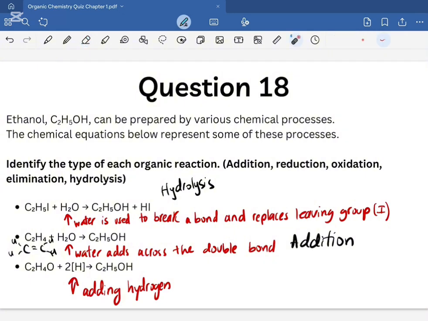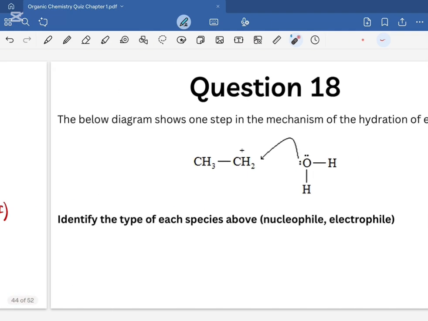For the third one, we have C2H4O plus 2H giving ethanol. So we are adding hydrogen. Whenever you see hydrogen in brackets, this is definitely a reduction reaction. If you saw, for example, oxygen in brackets, then it's going to be oxidation. However, we have hydrogen over here.